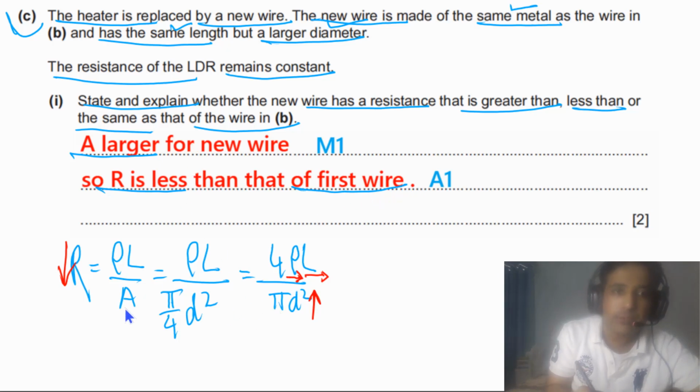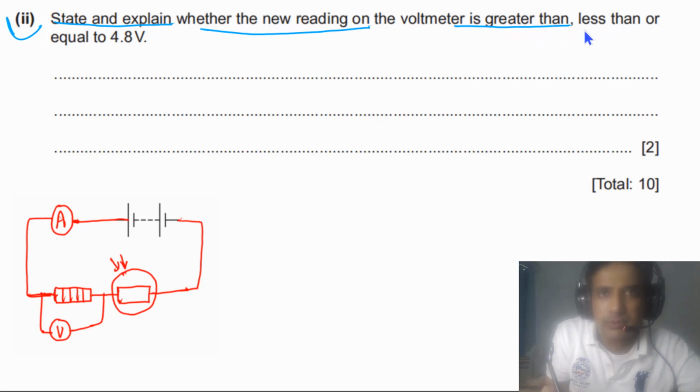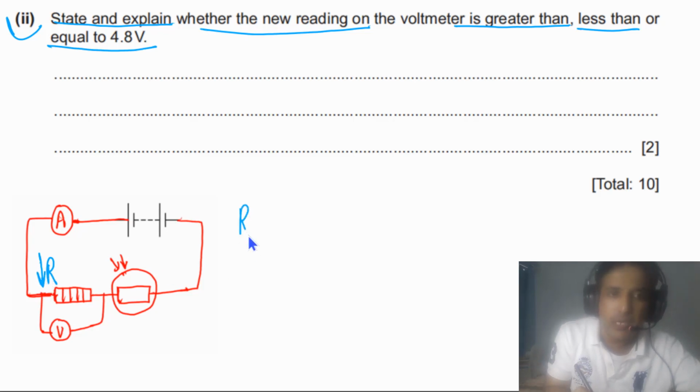So if diameter increases, it means cross-sectional area also increases. Part 2 says state and explain whether the new reading on the voltmeter is greater than, less than, or equal to 4.8. For this question, the resistance of this heater has been decreased. If resistance of this heater has been decreased, it means R total in the circuit has decreased. So it means I total in the circuit increases.